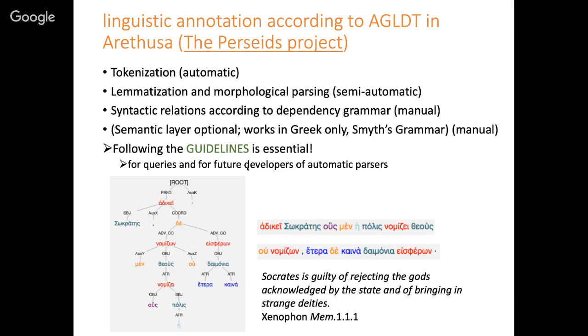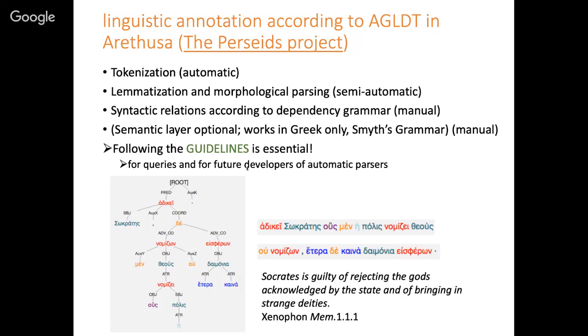There are guidelines for how to perform the annotation, and it's really important to try to follow the guidelines so that people who are then querying the corpora can rely on the fact that they can find the structures according to the guidelines. And also there are now people developing automatic morphological parsers and automatic syntactic parsers. So for that also it's important that we try to be consistent and so that the annotations are comparable.